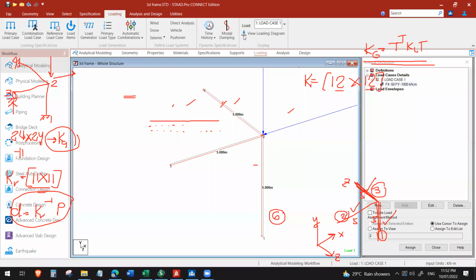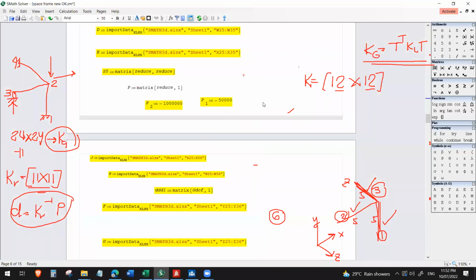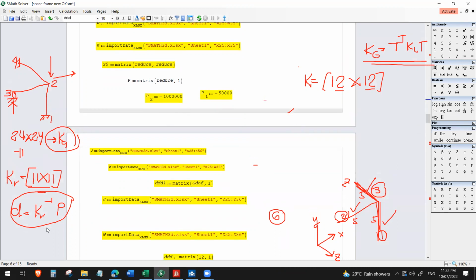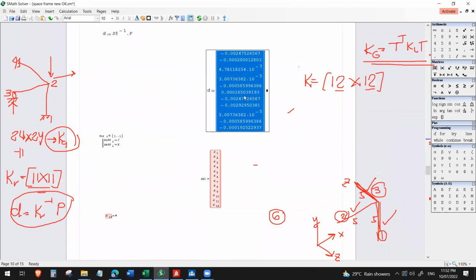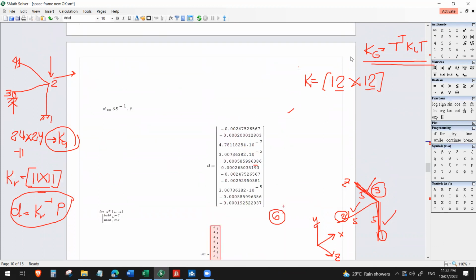Okay, and then once you set up that 12 by 12, applying the loads, we can now solve the displacement. And actually the displacements are here. Okay, so let me calculate that. Recalculate. And so these are the displacements, which correspond to 7, 8, 9, 10, 11, 12.